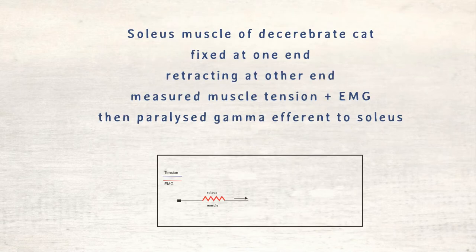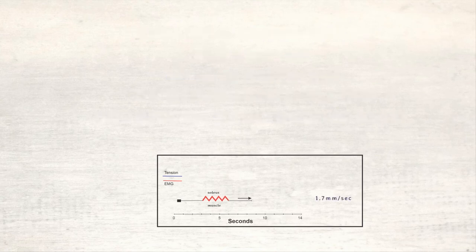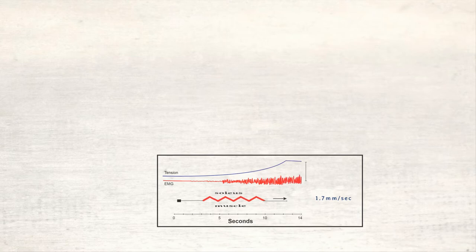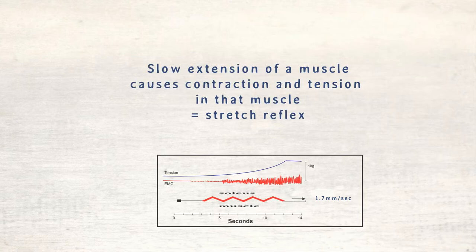Matthews' experiment used the right soleus muscle of 17 cats to explore the stretch reflex. The muscle was fixed at one end and a retractable device at the other. The muscle was then lengthened at a rate of 1.7 millimeters per second. We see on this slide a red spring for a muscle being lengthened. A red line illustrates an EMG recording, and the blue line shows the tension developed by the lengthening. Hence, a slow extension of a muscle causes contraction and tension in that muscle. This is the stretch reflex. There is a reflex response to lengthening of a muscle.